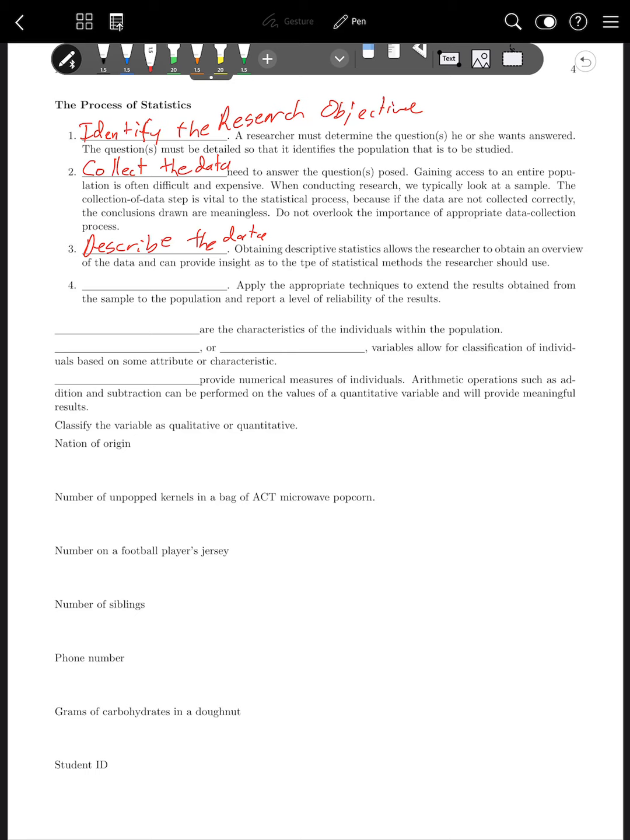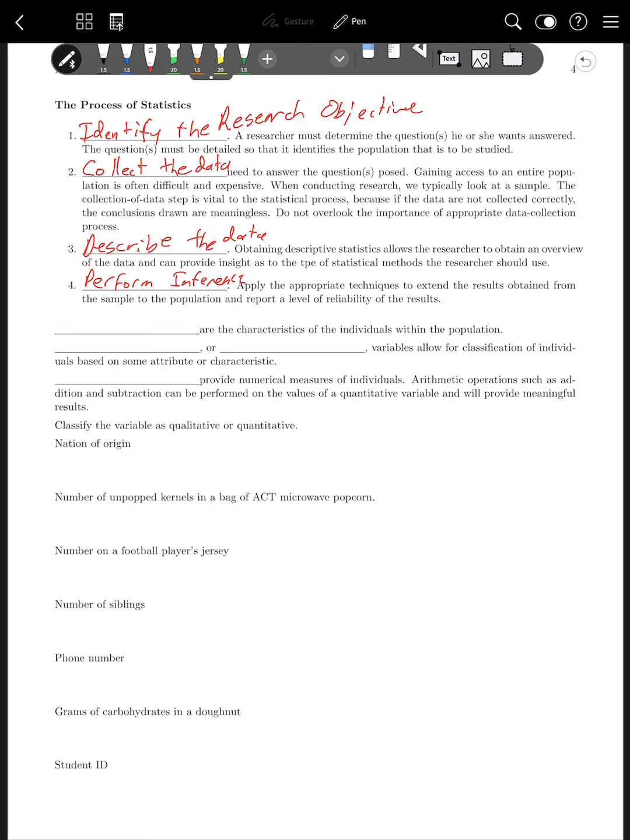And then the last step is perform inference. And this is what we'll talk about at the end of the course. So apply the appropriate techniques to extend the results obtained from the sample to the population and report a level of reliability of the results. So these 4 steps are what we're going to basically talk about throughout the semester. Slowly but surely, we'll do all 4 of these.